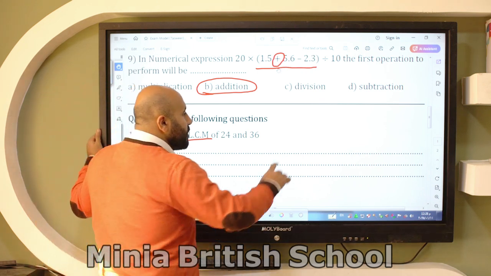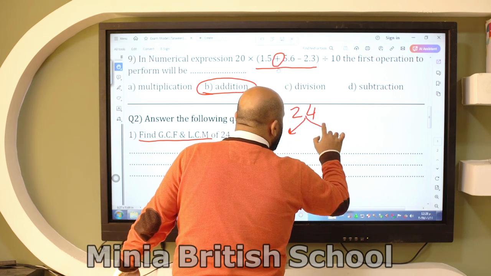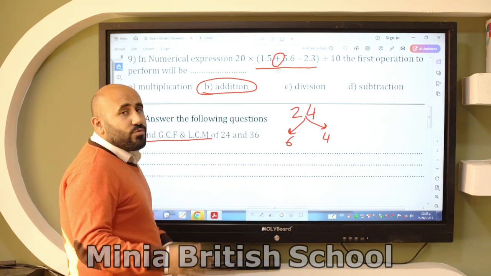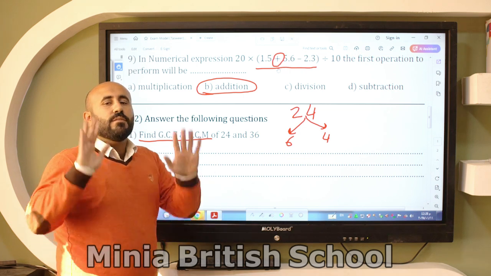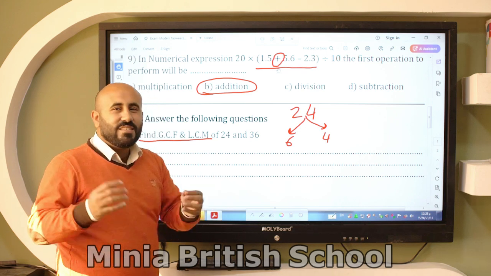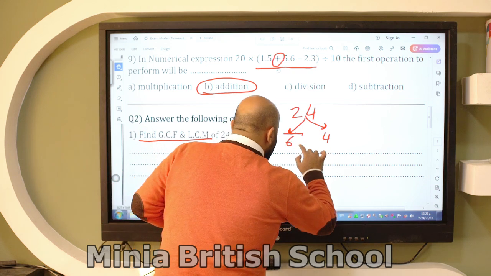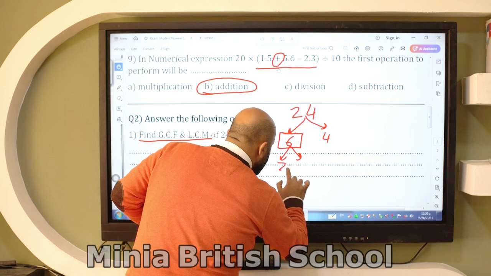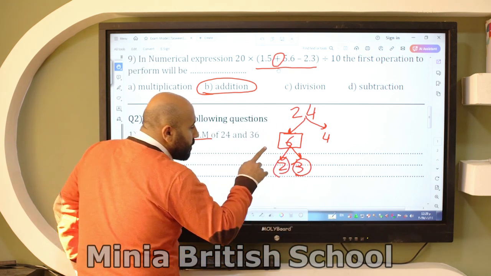LCM. Okay? Factorize 24. 24, we all know, will be 6 times 4. Most of you will say 2 times 12. That's alright. Some of you will say 3 times 8. That's also alright. But I go with the easy one, 6 times 4. This is the most popular one. Okay? 6 is a composite number, so put it in a square and it will be 2 times 3. Both 2 and 3 are prime numbers.